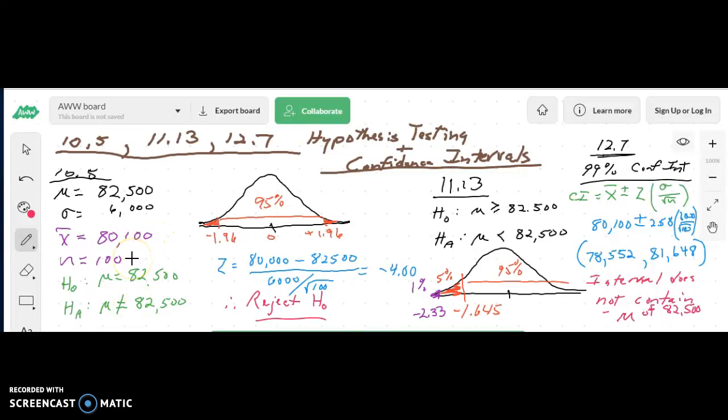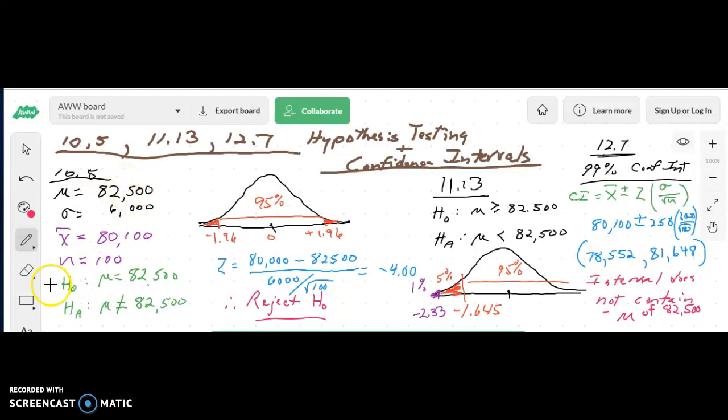So there were a sample of 100 faculty members, female faculty members selected, and their mean was 80,100. So it's obvious that this is different than the 82,500, but the question then is, is there a statistically significant difference? Is it so different that we do not think it's by chance, but we actually think that the mean of women is different than the mean that was previously understood?